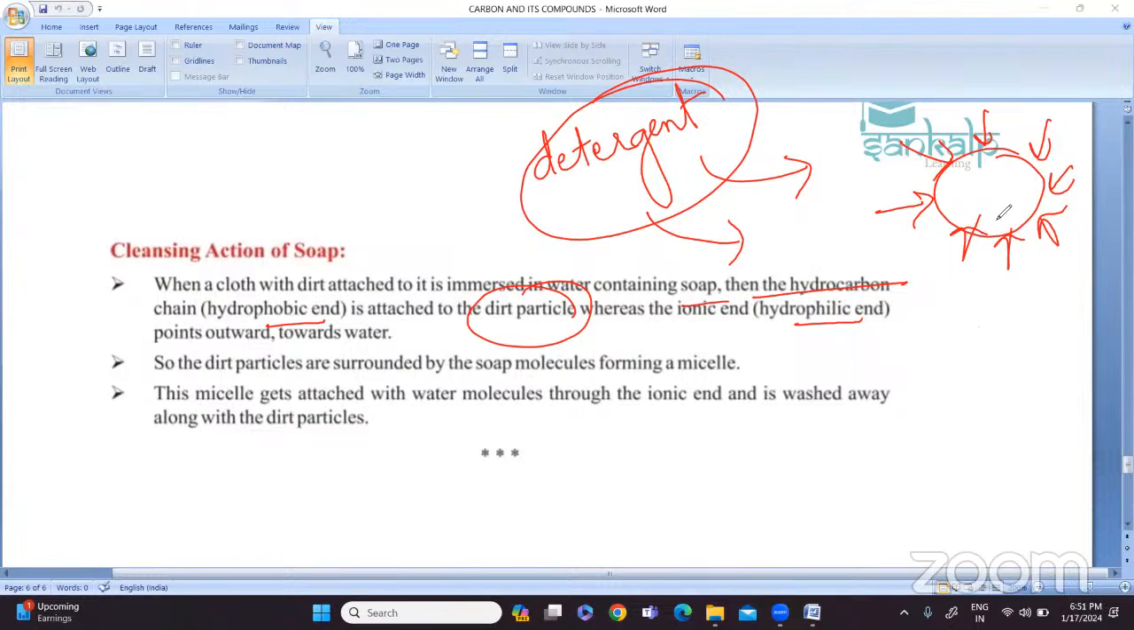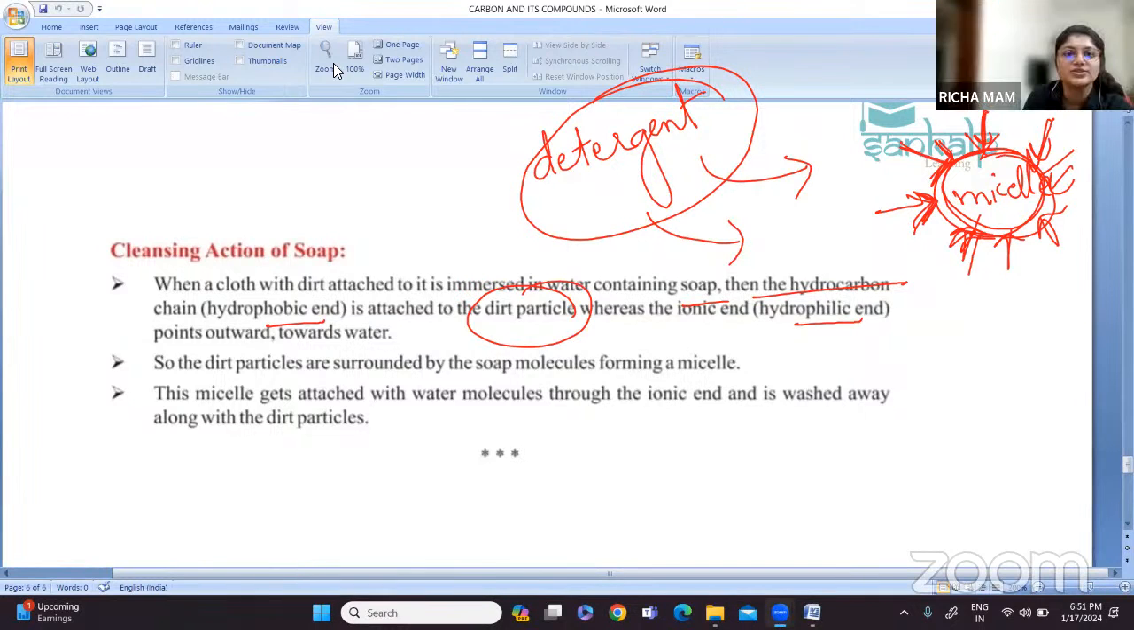Now, whatever dirt particles are there will be surrounded by the soap particles and form a micelle. Now, this micelle will get attached with the water molecules through the ionic end, and it will get washed away with the dirt particles. So due to this cleansing action, the water will take away the dirt particles along with it. I hope this is clear. Okay, so this is the cleansing action of soap.